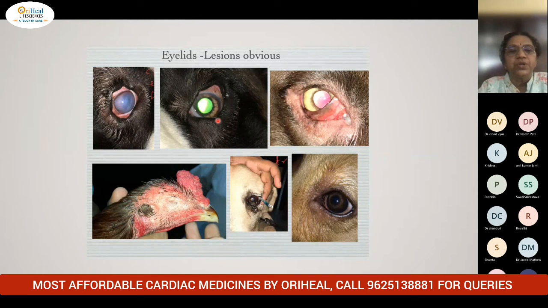And this is a normally formed eyelid, but there is a protracted nictitans, so you have to look into that. And here also you can see some mild swelling near the medial canthus. Now this is a picture to show you the tumor is there.